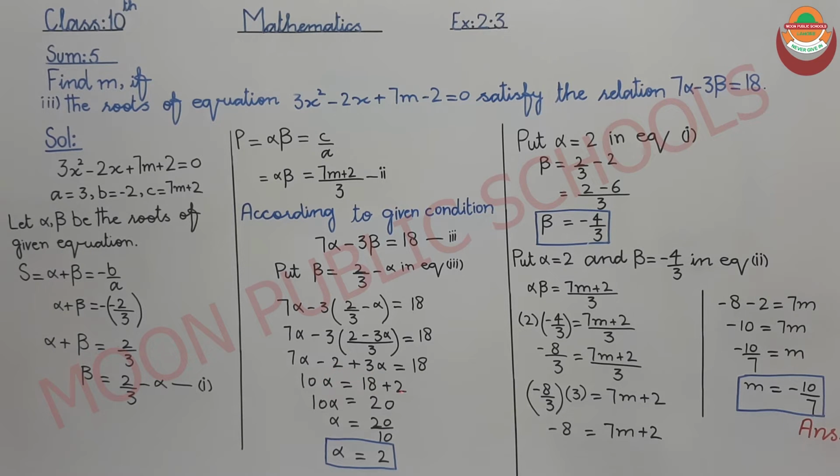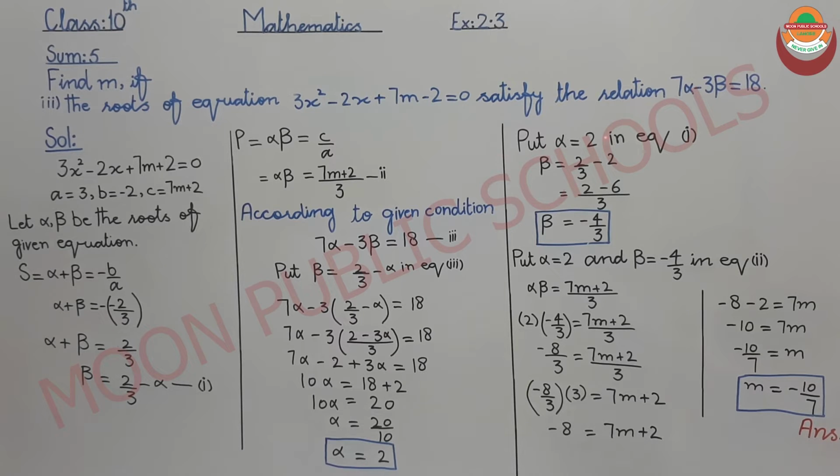Shift minus 2 to the right hand side, its sign is changed. Add 18 plus 2 equals 20. Now we divide 20 by 10, 10 ones are 10, 10 twos are 20. So the value of alpha equals 2.